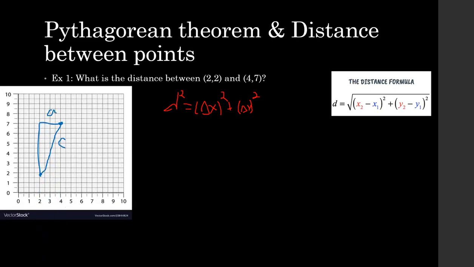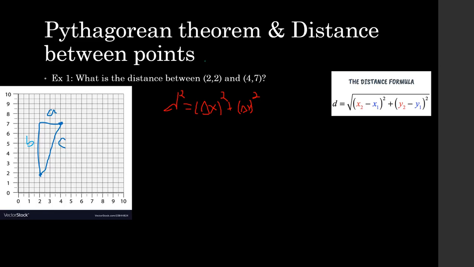So we have our graph. Inside the graph we've drawn our little triangle. We plotted our points already, which are 2, 2 and 4, 7. Before you guys find the distance of C, first you need to find the distance of A and B. And to get that, you need to find your change of x and change of y. To find your change of x, you need to subtract your finishing x minus your starting x.